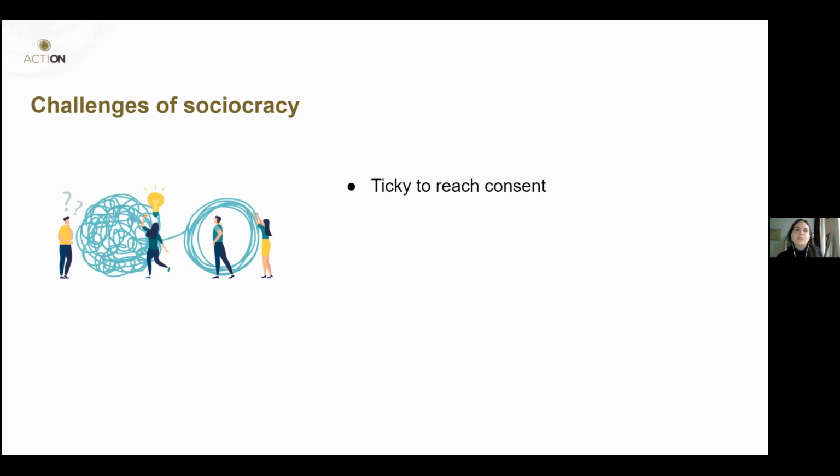It can be tricky sometimes to find consent about some specific topics, which maybe triggers a bit more emotions or personal feelings, and in that case it could be complicated. And it could also be difficult to work with sociocracy when the framework is not clearly defined or maintained, or it's not fully implemented.